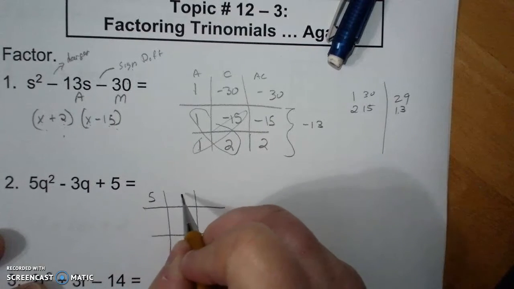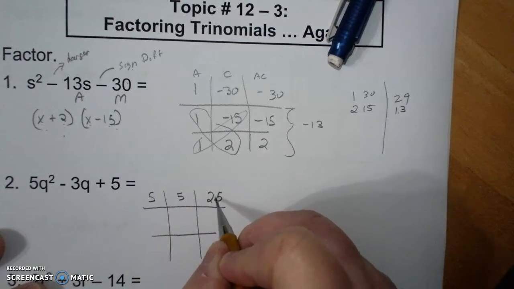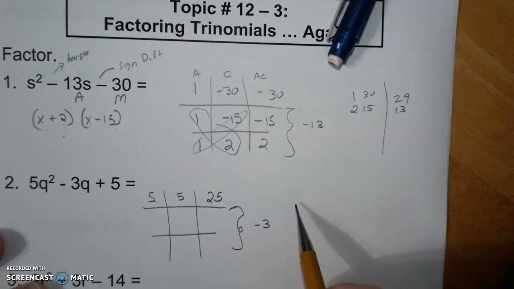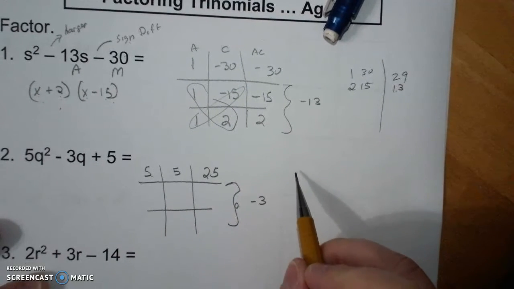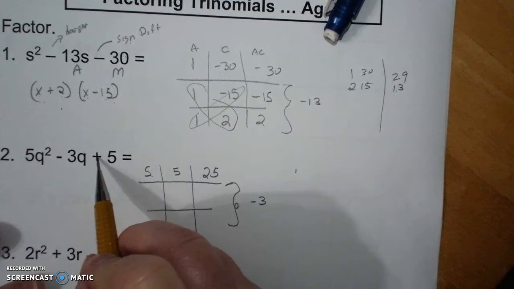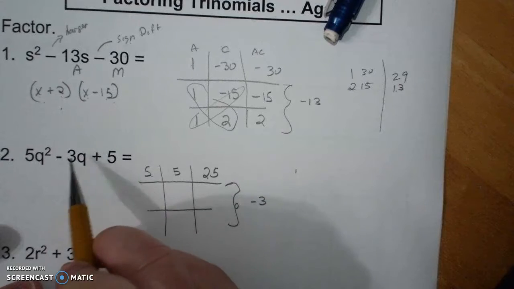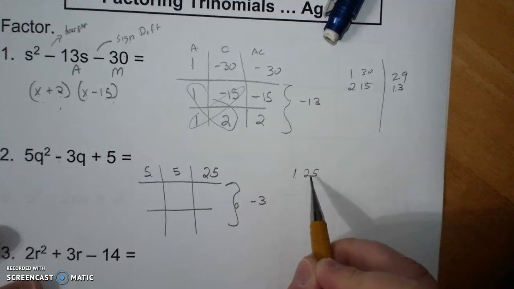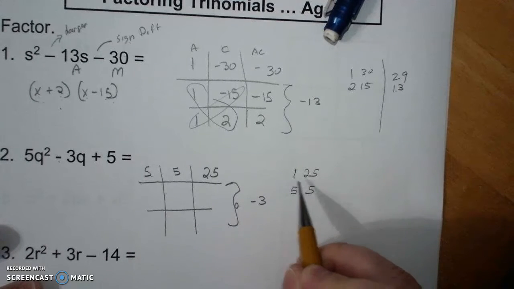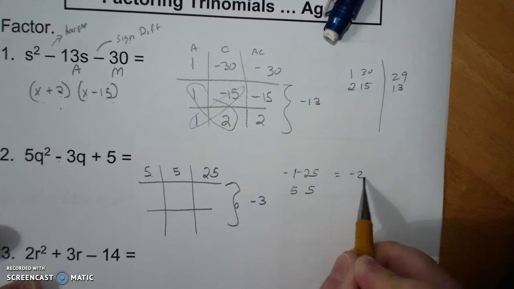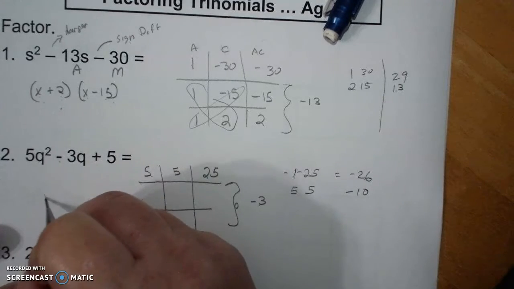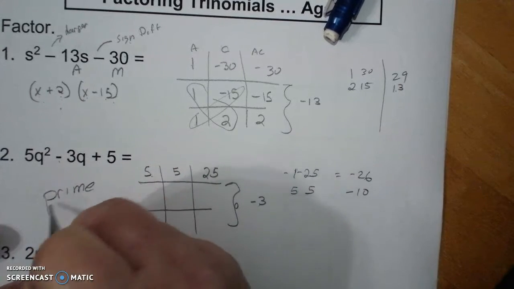A is 5, C is 5, factors A times C is 25, factors of 25 that get negative 3. My factors of 25, I'm adding, they're the same. I'm adding, and the larger one's a negative. So I have 1 and 25, 5 and 5. That gives me negative 26. That gives me negative 10. Nothing will give me negative 3. That is prime.